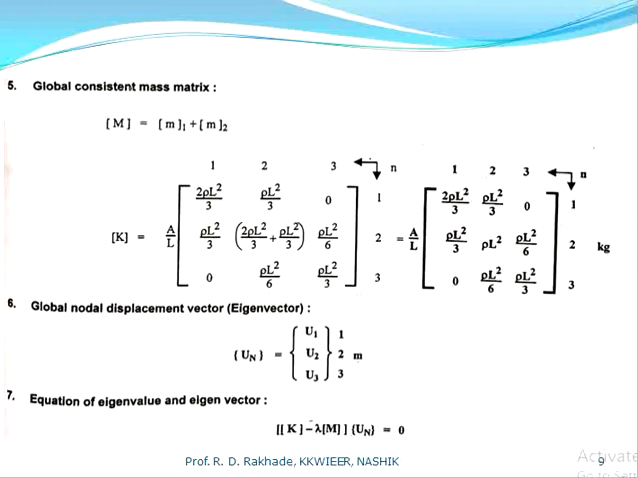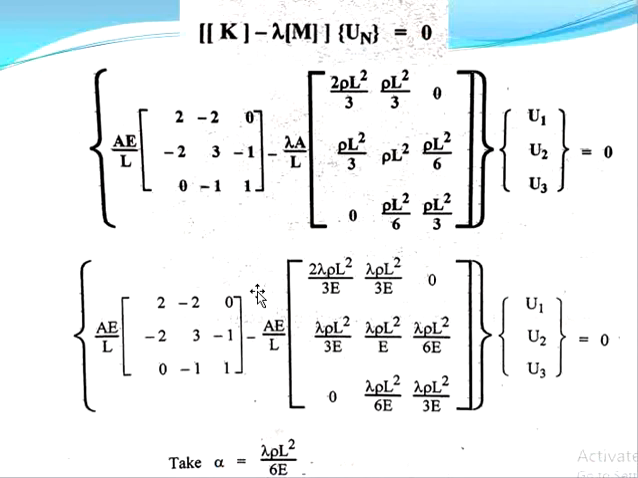Again we generate the global consistent mass matrix, which is the summation of mass matrix 1 and matrix 2. So the common factor is A upon L, and we generate this global mass matrix just like the global stiffness matrix.